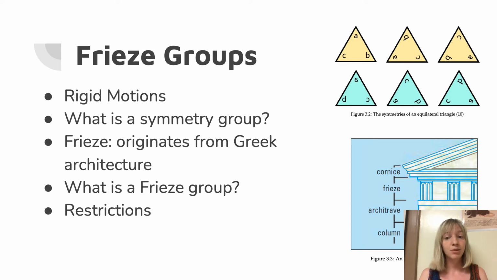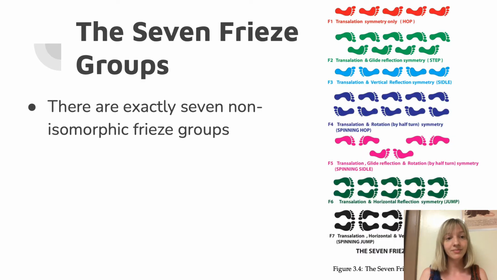In order to keep the movement horizontal, the rigid motions possible for a freeze pattern are restricted to translations to either the left or the right, vertical and horizontal reflections, and rotations of 180 degrees. Due to these restrictions, there are exactly 7 unique freeze groups, which are pictured in the diagram to the right, and demonstrated using the motif of footprints and named accordingly. So for example, F1, which is simply translating the motif of the foot to the right, is called a hop, and so on.